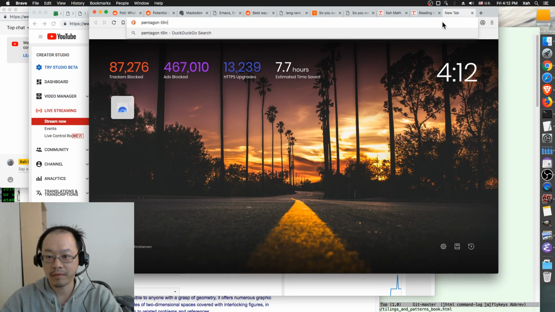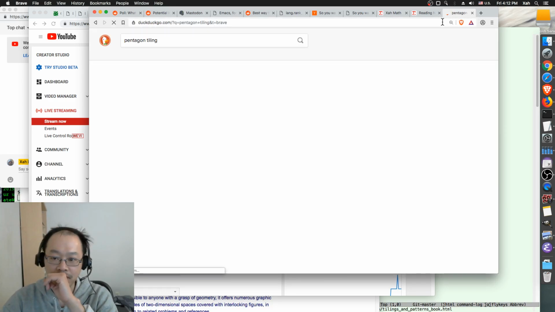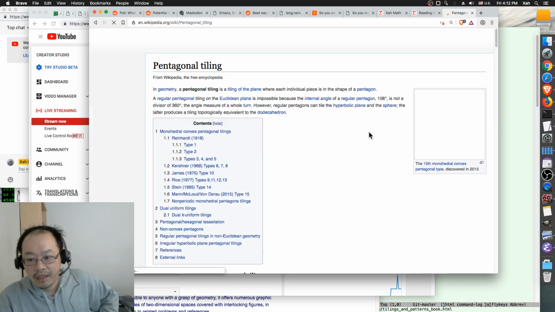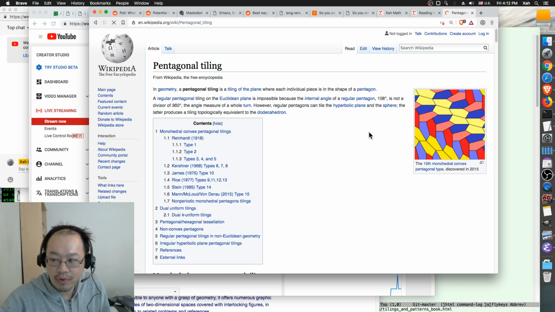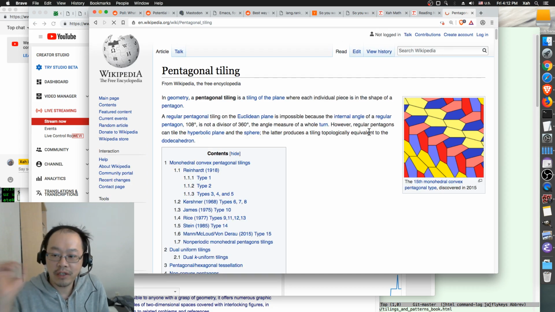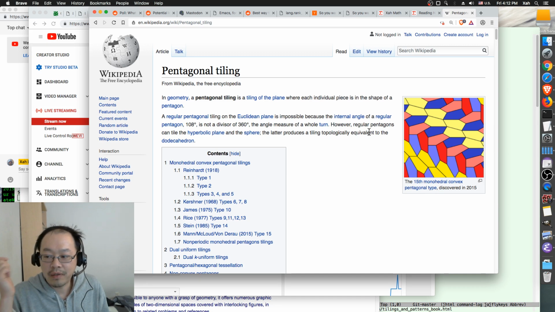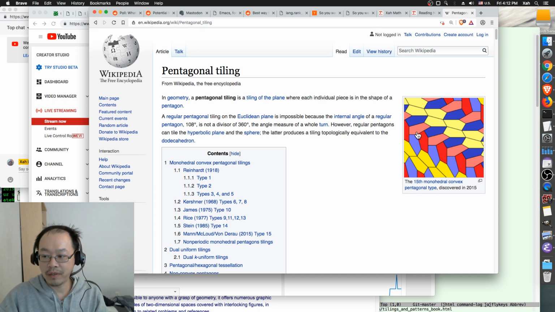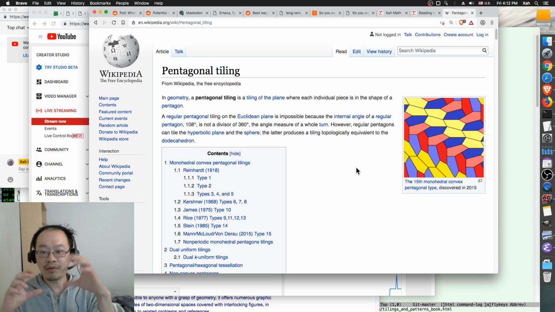Pentagon tiling. Okay, here is a pentagon tiling. So the question of this problem is, is it possible to tile the plane? Tile means you have a tile, just like the bathroom tile, using one proto tile. So you create a shape.